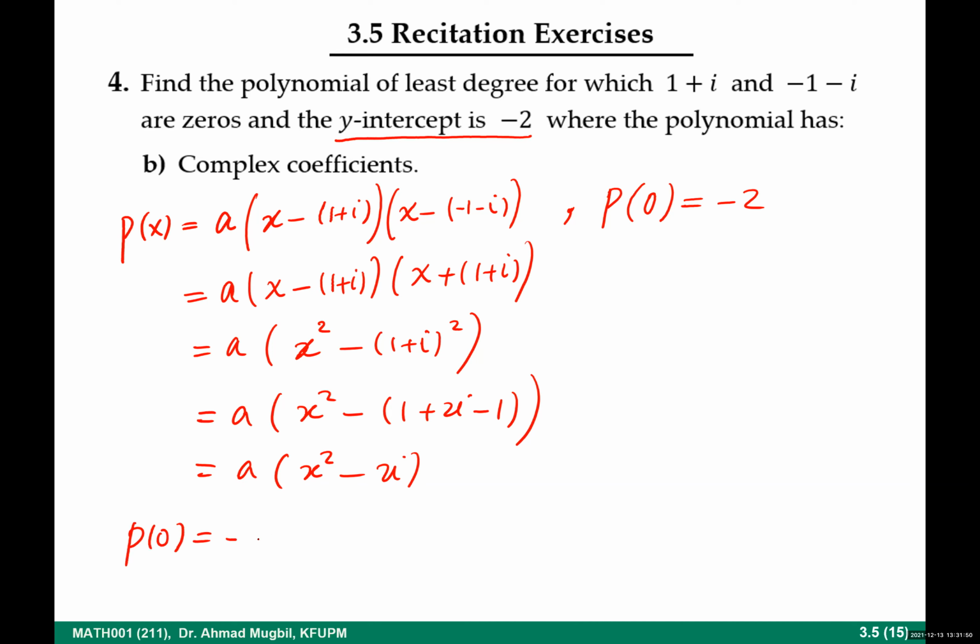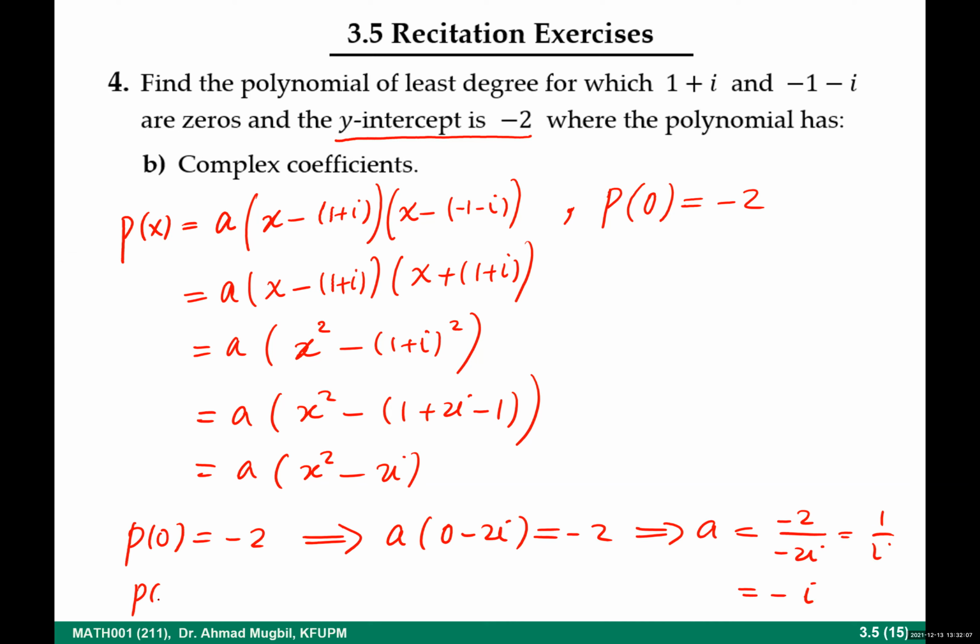equals negative 2. This means what? This implies that A times 0 minus 2i equals negative 2, which implies that A is what? Negative 2 over negative 2i, which is 1 over i, which is negative i. So our polynomial is negative i multiplied by x squared minus 2i, which is negative i x squared. Negative by negative is positive, and i by i is negative 1, so it is negative 2.